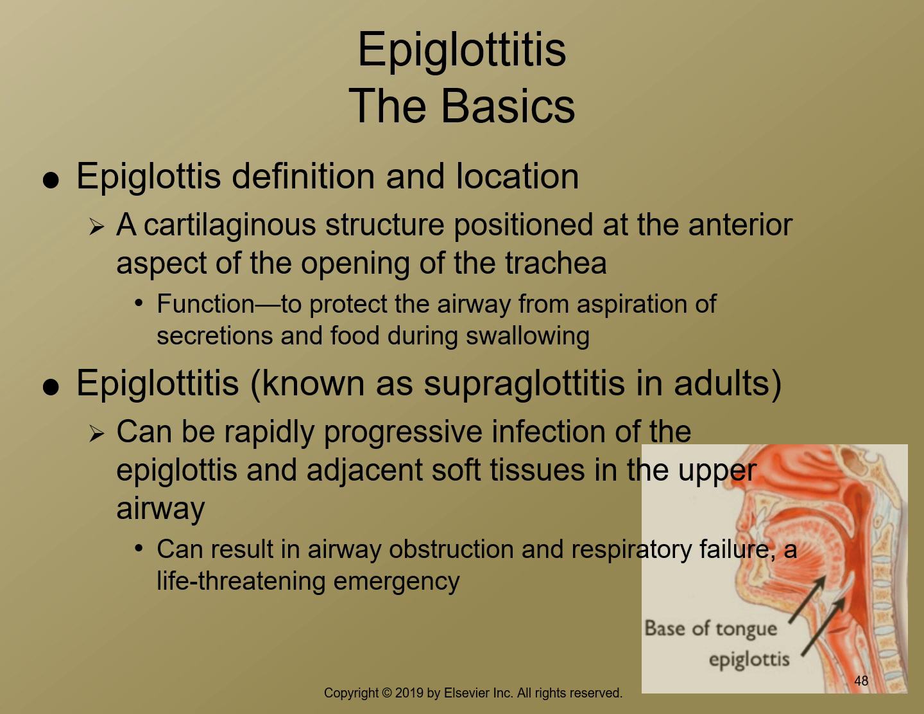Epiglottitis is an upper respiratory tract infection of concern due to the rapid progression and obstruction of the airway. So the epiglottis is a cartilage structure positioned at the anterior aspect at the opening of the trachea, and its function is to protect the airway from aspiration of secretions and food during swallowing.